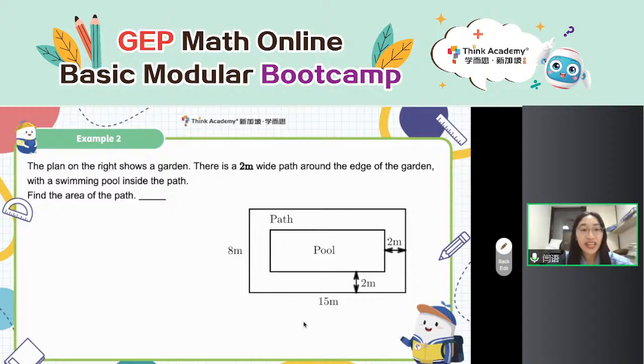Okay, so firstly, let's try to figure out the bigger one. What is the area of the whole garden? Could you please tell me what is the total area?